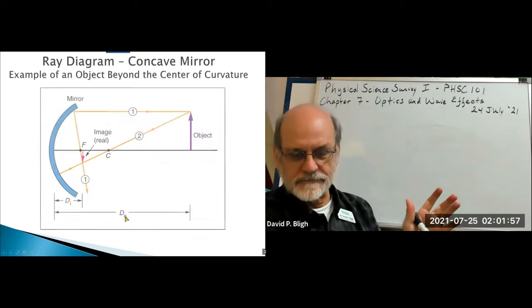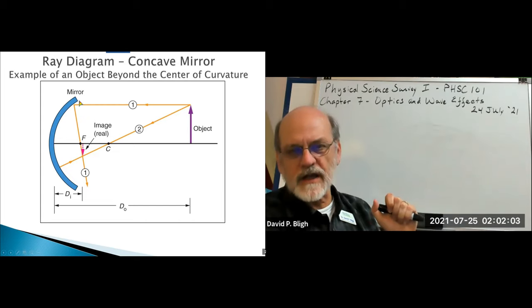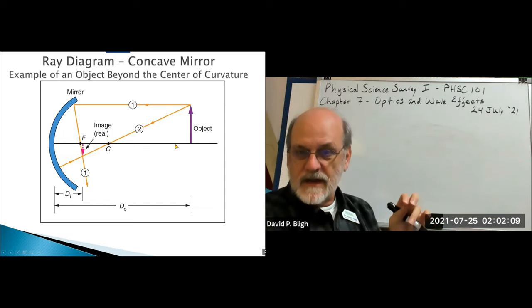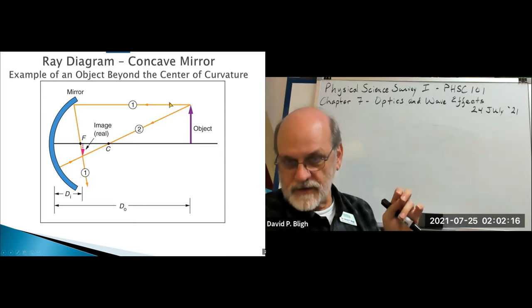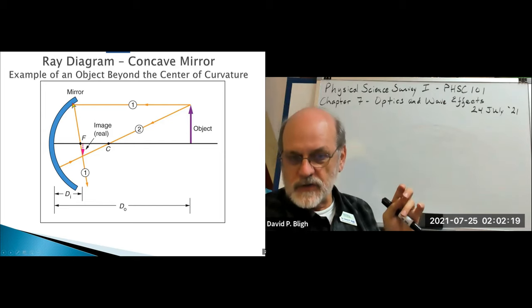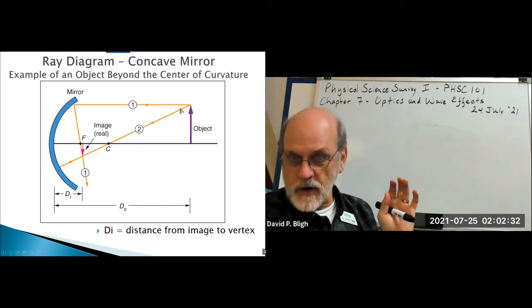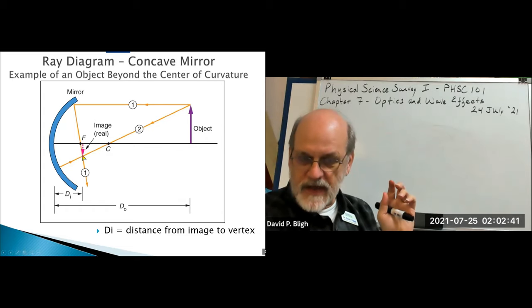All right, so what does that look like? All right, so here's our concave mirror with a reflective surface on the inside. Here's the object, and the first ray we draw parallel to the principal axis, this one right here, right? And where does it reflect to? It goes through the focal point. So we just draw it on through. So there's the first one. Okay? The second one we draw here through the center of curvature. Now all the way down, and it bounces straight back. So where do they intersect? Right here. That's the tip of the arrow right there.